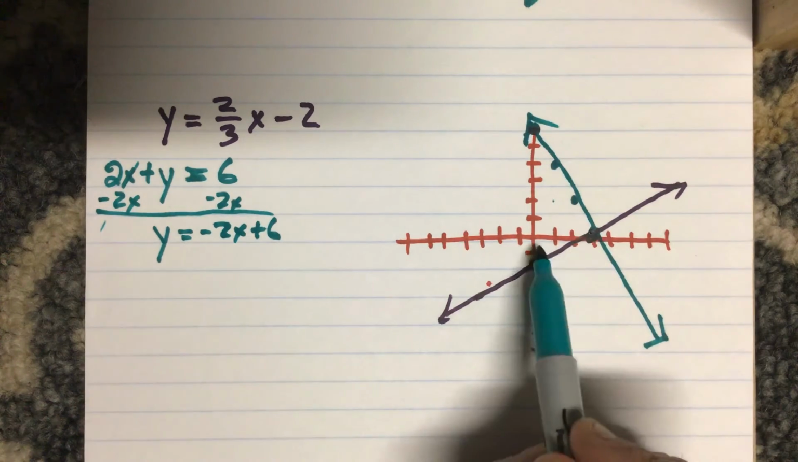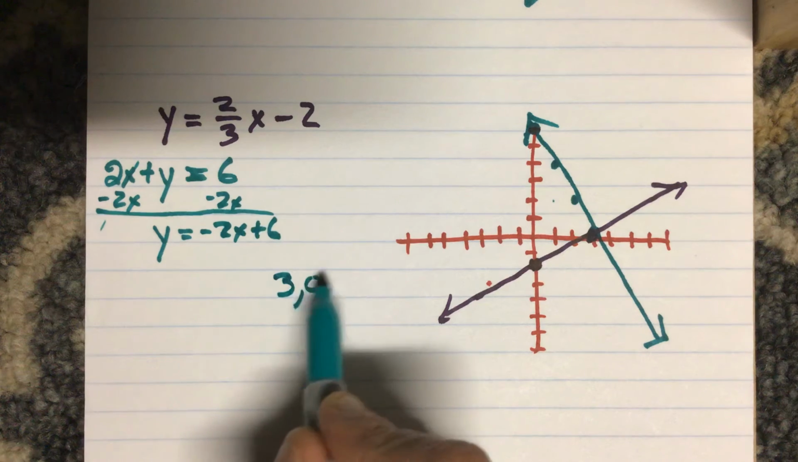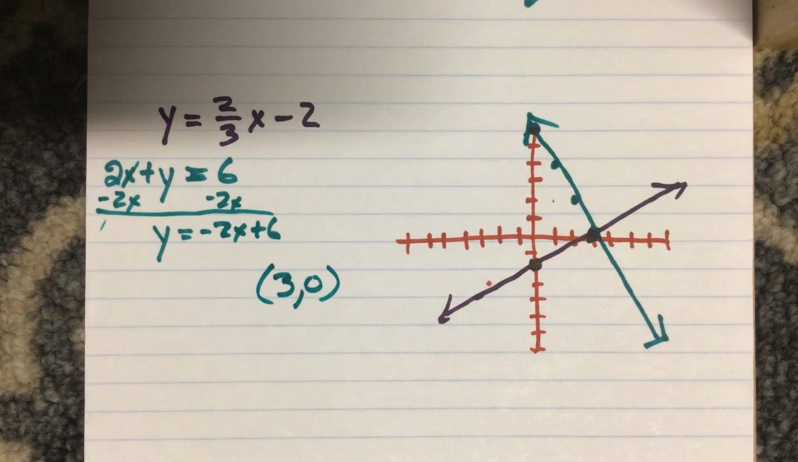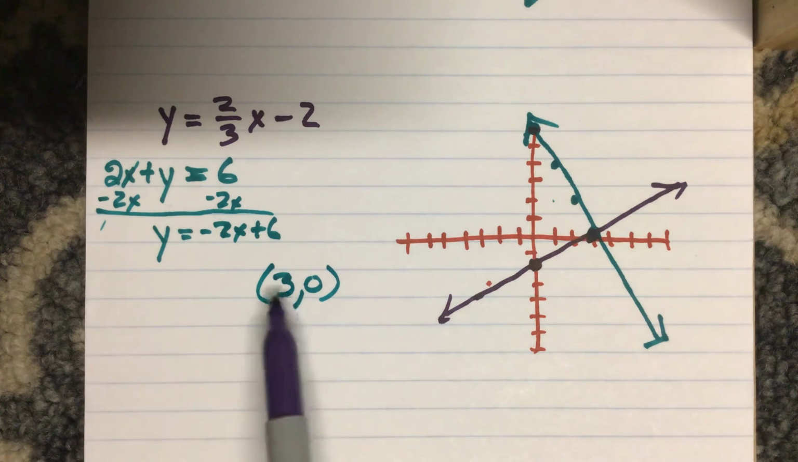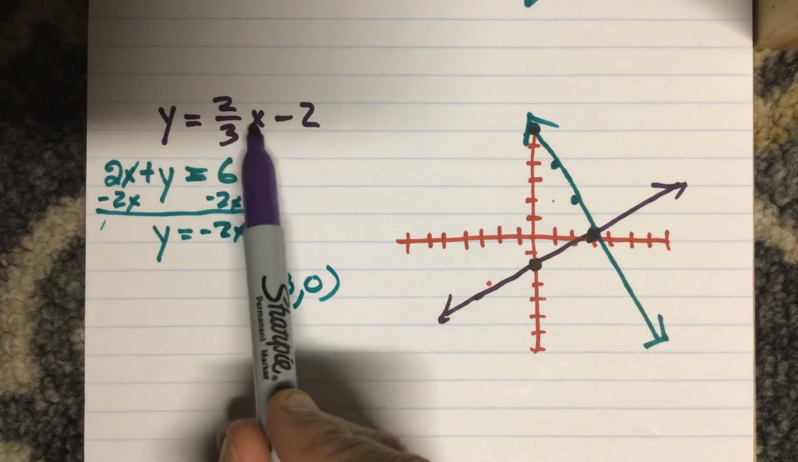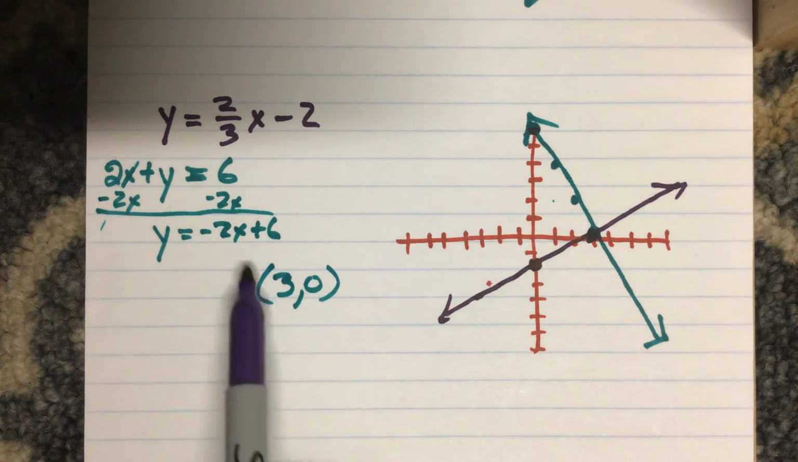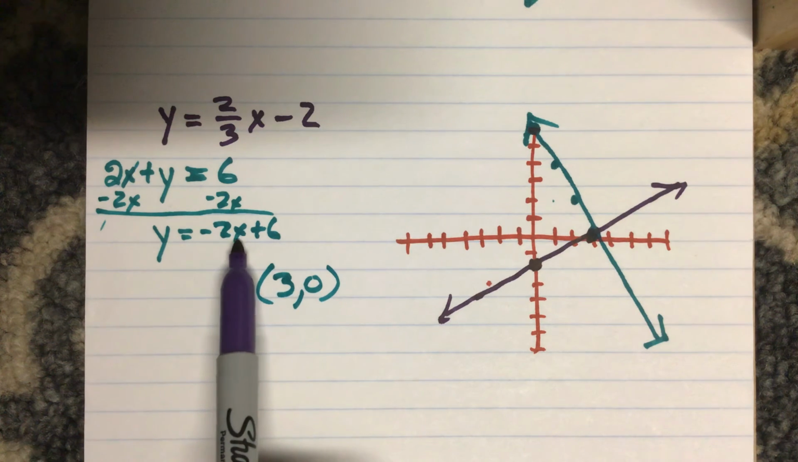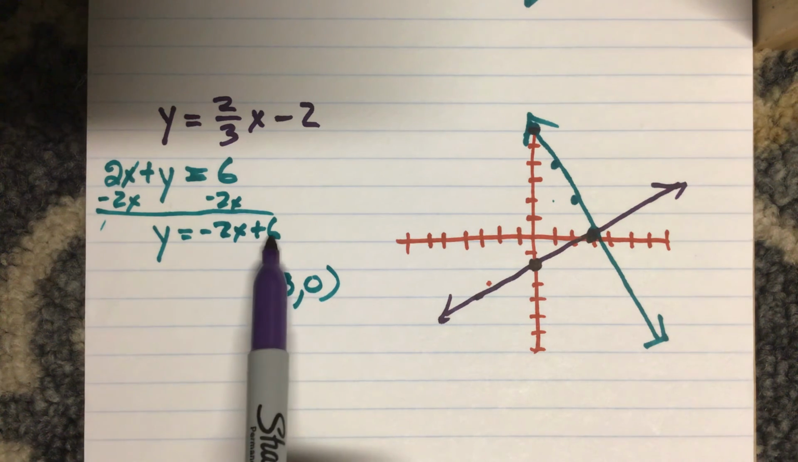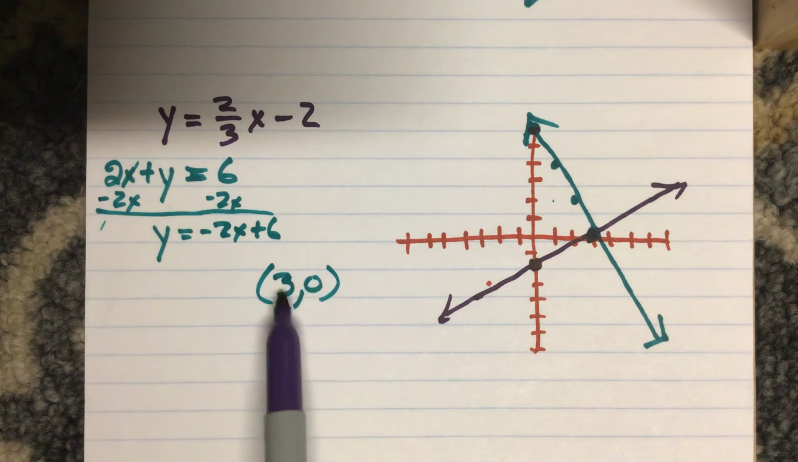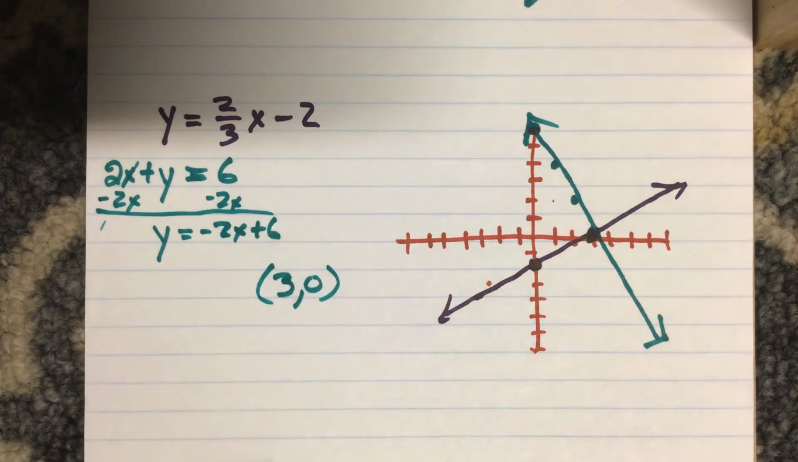So this point right here, which is 3, 0, is the solution to the system, meaning that that solution will work for both equations. If I plug in 3 here, the 3's will cancel, and I'll get 2 minus 2 is 0. So it works, 3, 0. If I plug in 3 here, I'll get -2 times 3, which is -6, plus 6 is 0. So 3, 0 is a solution to both equations at the same time. So that's called solving a system of equations or a system of linear functions and looking for the common solution.